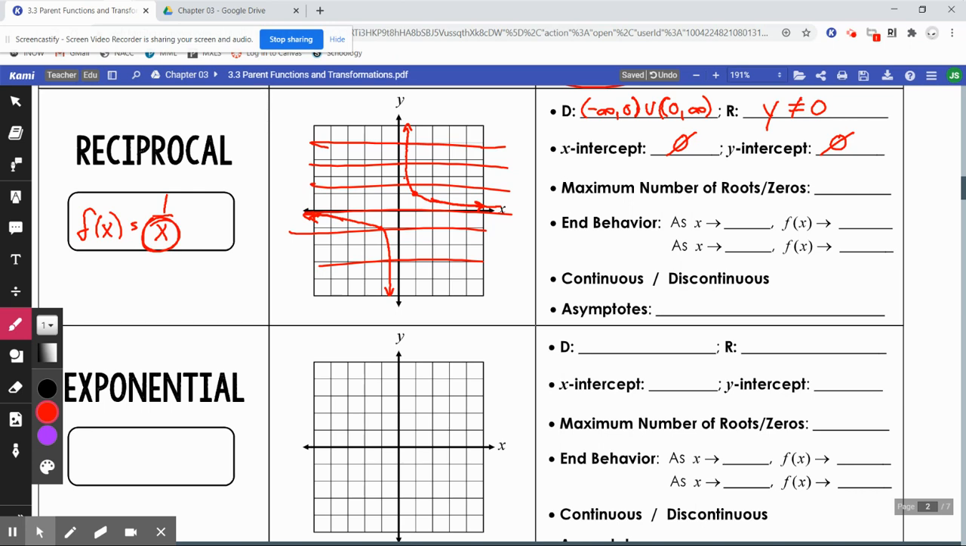Your maximum number of roots. If we were to shift this up or down, notice that we could have a root. Like if we did 1 over x and tacked on a +1 or something and moved it up, it would have a root there, but we would only have 1.